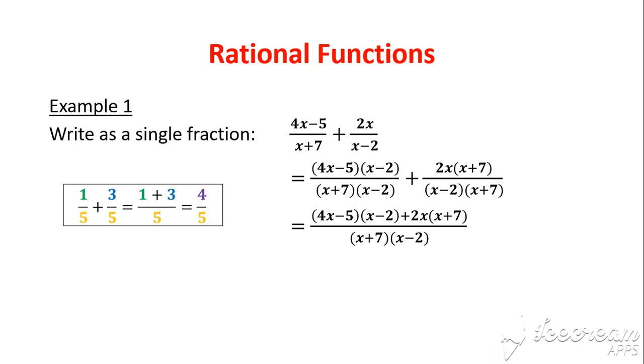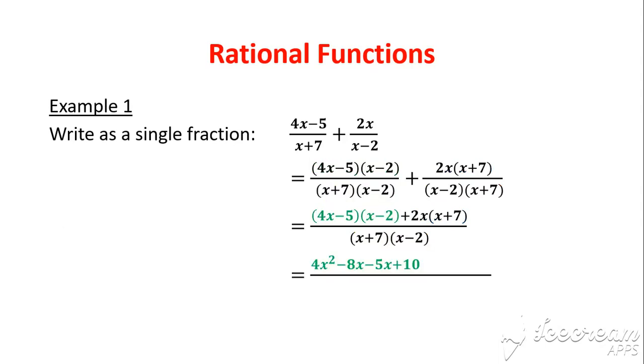Remember when we add fractions, if I added 1/5 to 3/5, I just go 1 plus 3 is 4 and leave the 5, so 4/5. So I'm going to do exactly the same. I'm going to add the 4x minus 5 times x minus 2 with the 2x times x plus 7, and I'm going to leave my denominator as x plus 7 times x minus 2. It doesn't matter which way around the bottom denominator is.